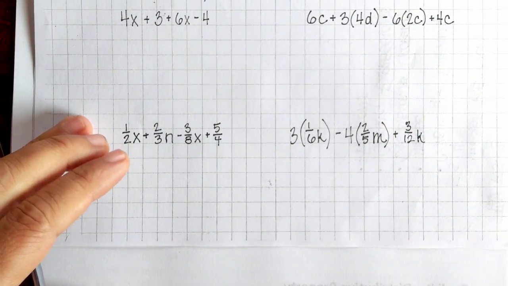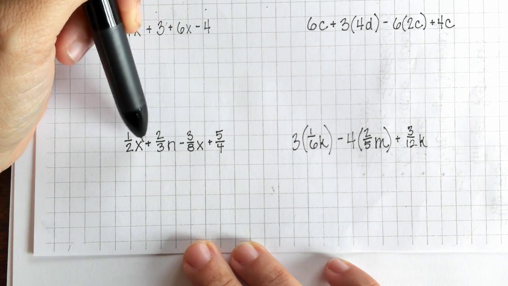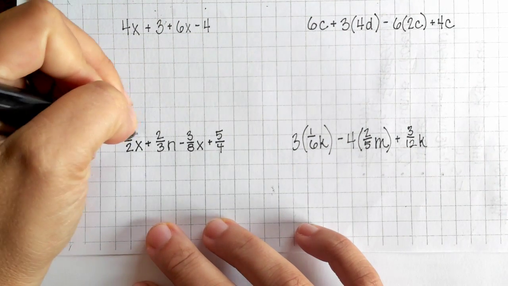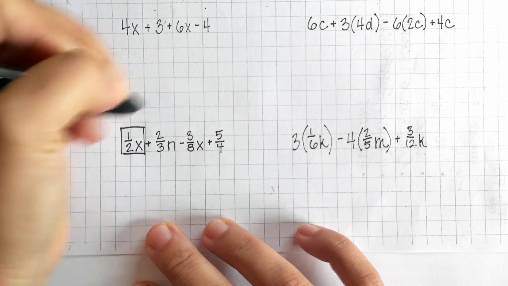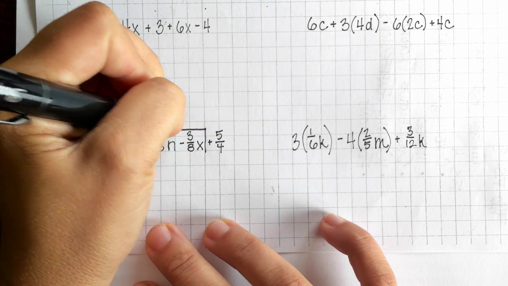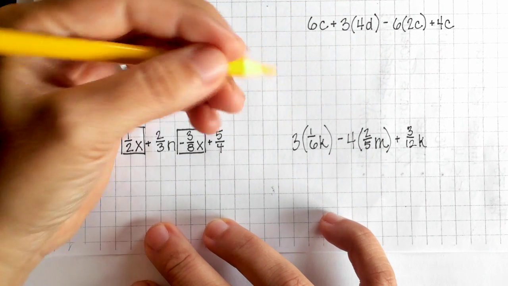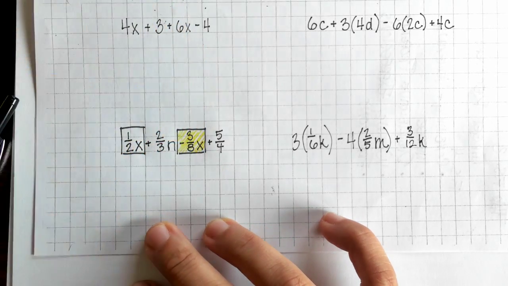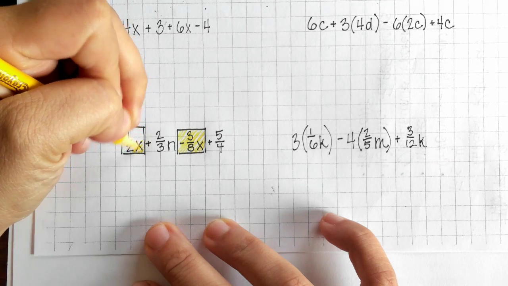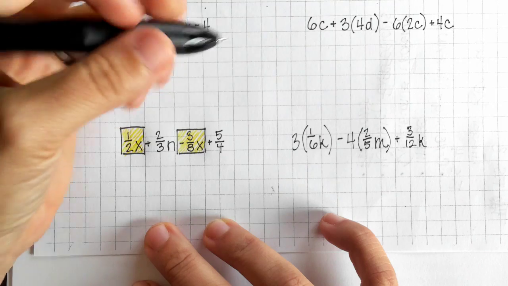Okay, so as we are working through this first one, we're looking at how can I combine like terms and what are my like terms here. So I'm going to square my x's. And when I square my x's, I'm including that subtraction sign there. I'm going to use the color yellow so you guys can see it. So there's negative 3/8 x. This is 1/2 x. I'm going to circle all my n's.